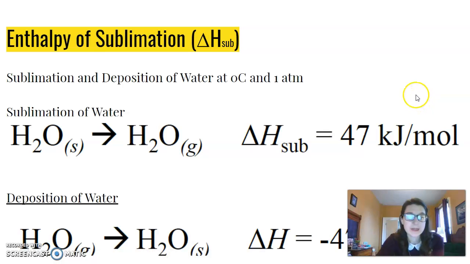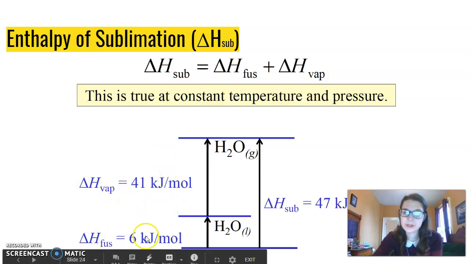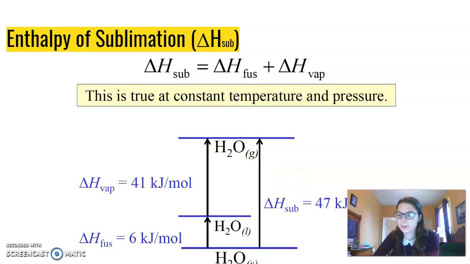Where did we get 47? If you remember back, we had 41 kilojoules per mole for the heat of vaporization of water, and 6 kilojoules per mole for the heat of fusion for water. So the sum of those two things equals our enthalpy of sublimation. Here's the enthalpy of vaporization, 41 kilojoules per mole. Heat of fusion, 6 kilojoules per mole. If we add those together, we get our enthalpy of sublimation, 47 kilojoules per mole. This is true at constant temperature and pressure.